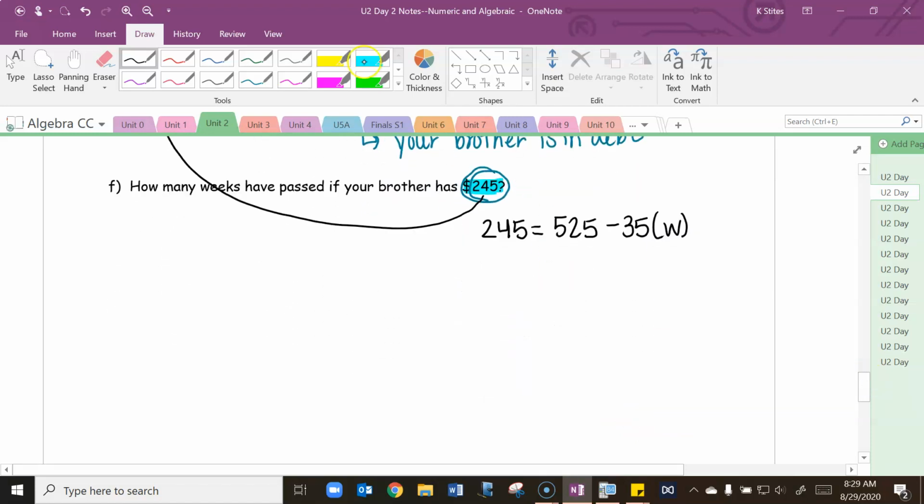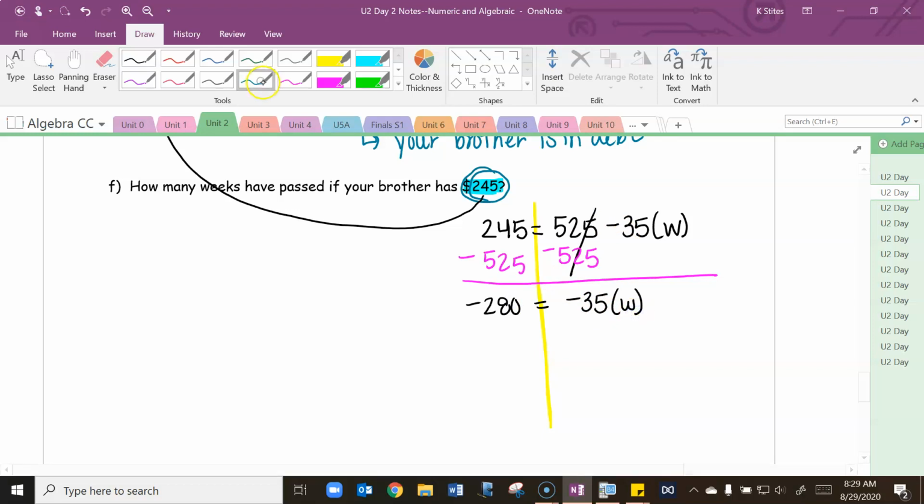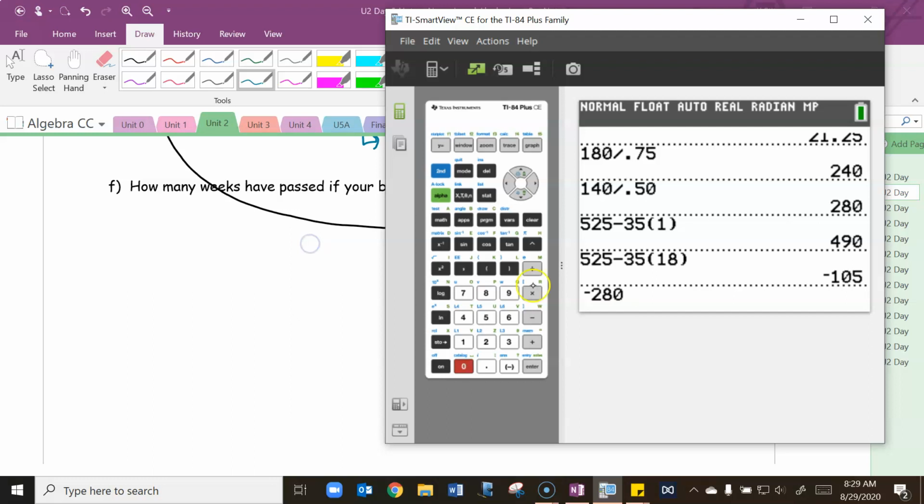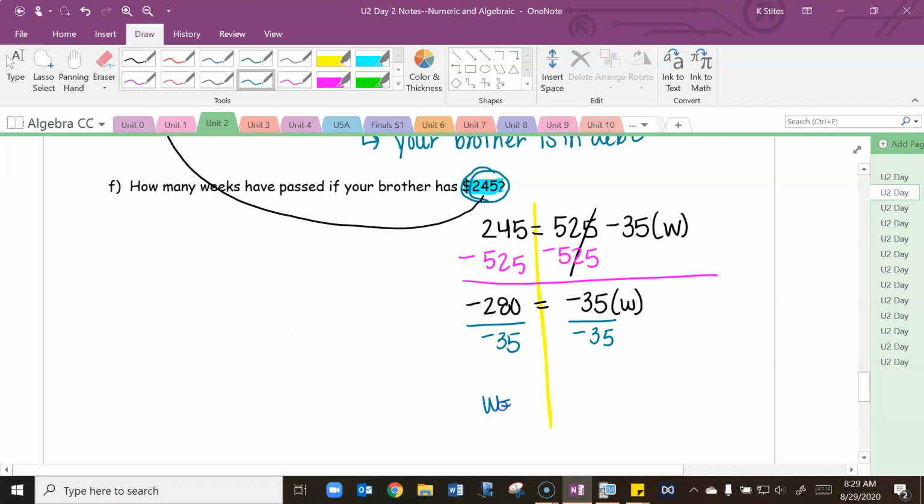Okay, and we're going to solve this just like we did in our last unit. I'm going to draw my line. Undo your addition and subtraction first. So I am subtracting the 525 on both sides. And that's going to give us a negative 280 equals cancel. Make sure you don't lose your negative there. And then we'll go ahead and we'll divide by negative 35 on both sides. Okay, so negative 280 divided by negative 35. And that will give us an 8. And we want to make sure we have units. This was W, so it is 8 weeks.